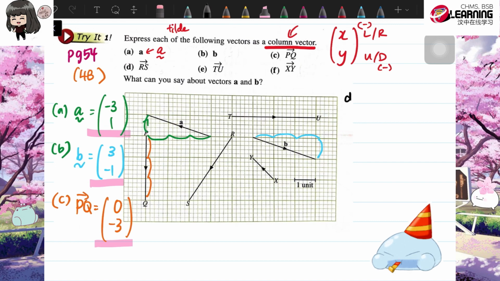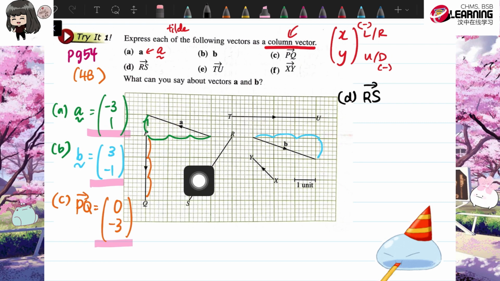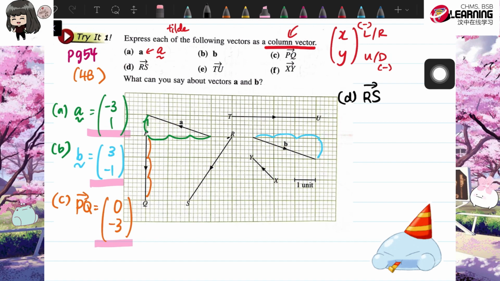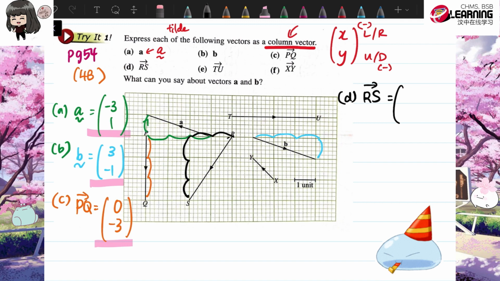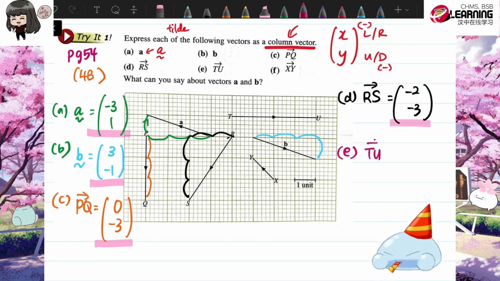Right, part D. D is R to S. R to S here is going to the left 2 steps and going down 3 steps. So R to S is negative 2 and negative 3. And part E is T to U, going to the right 1, 2, 3, 4 steps and does not go down or up. So E is 4, 0.